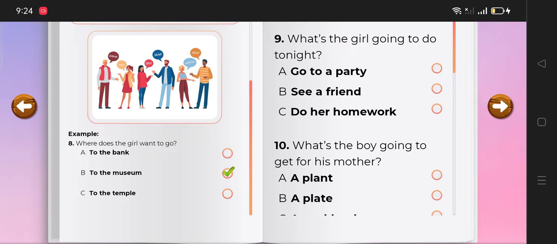Where does the girl want to go? A. To the bank. B. To the museum. C. To the temple. The answer is B. Do you see the tick? Now you do it. Number 9. Listen to the conversation between the woman and her daughter. Listen for the answer to this question. What's the girl going to do tonight?